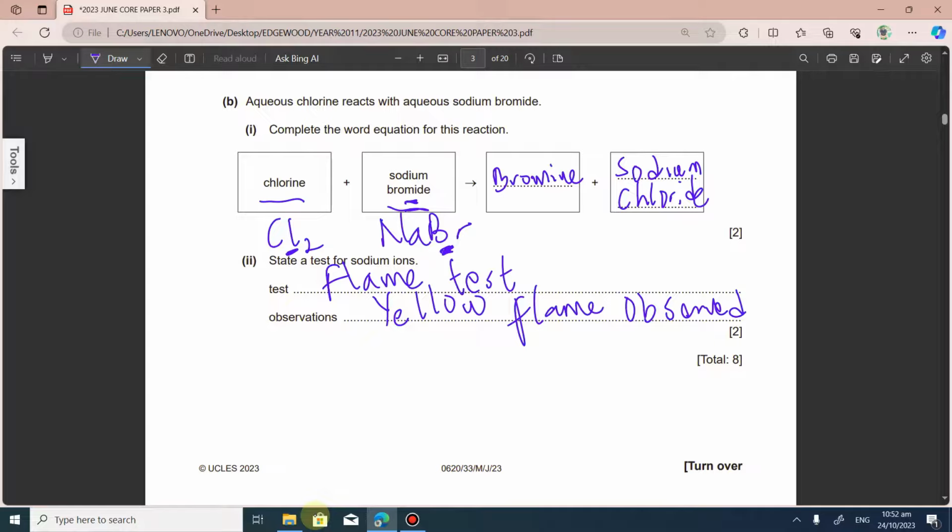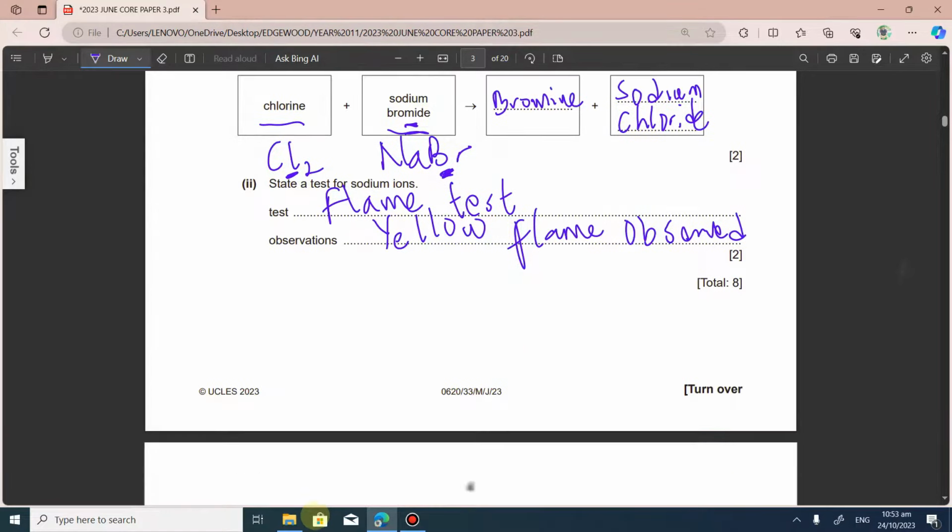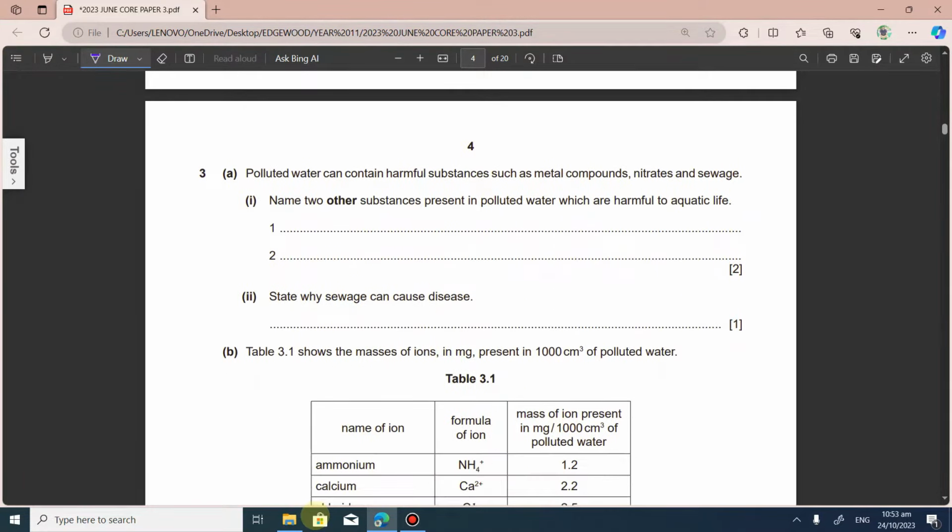I believe that's clear. So you might need to review the experimental design and chemical analysis, test for cations, test for anions, test for metal ions as well. So look at what are the color changes observed in the flame test. So moving forward, we have this question.